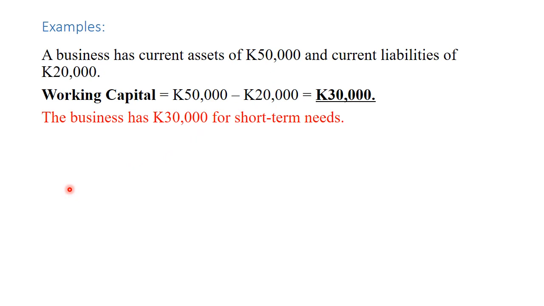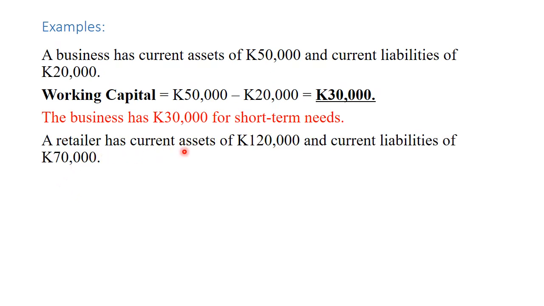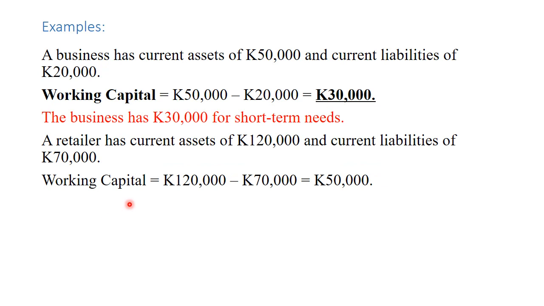Another example: a retailer has current assets of 120,000 and current liabilities of 70,000. What is the working capital? You can pause the video and try. The working capital is current assets, 120,000, minus current liabilities, 70,000, which gives us 50,000. So in short, the retailer has 50,000 available. Of course, they have 120,000, but 70,000 is not theirs. They have to pay back 70,000.